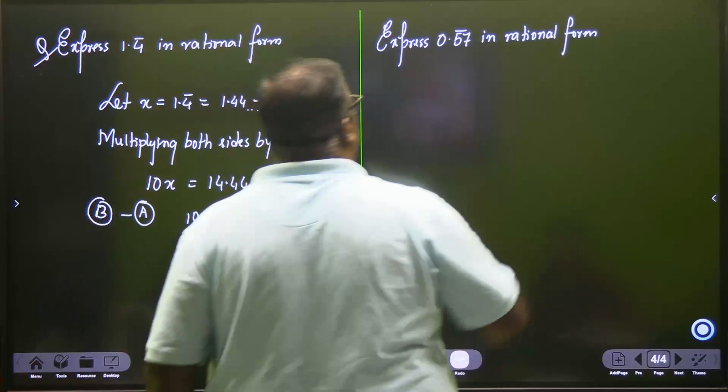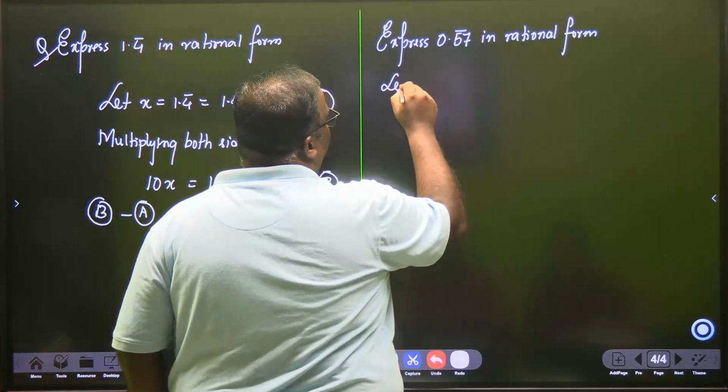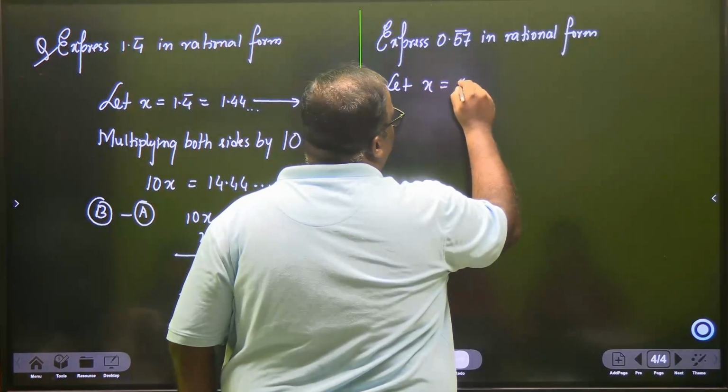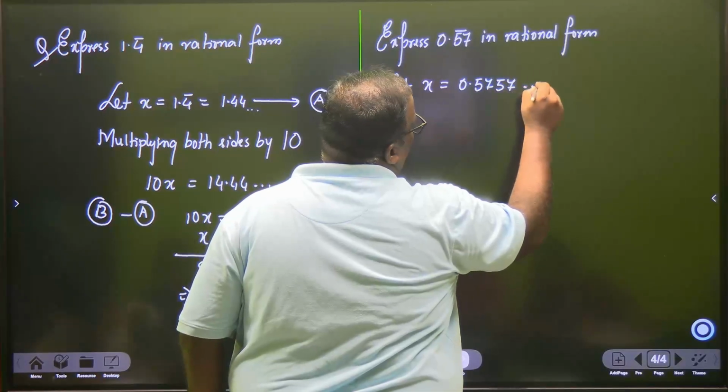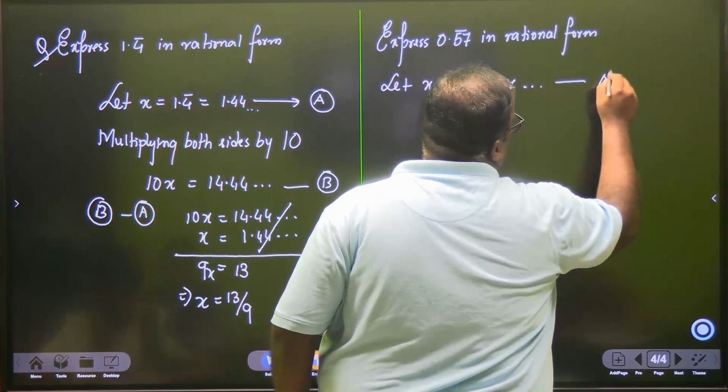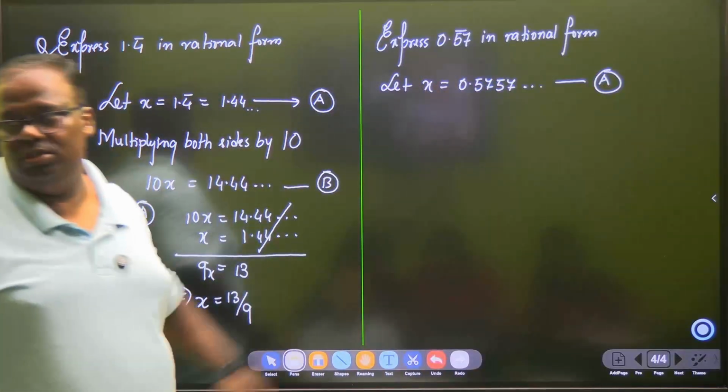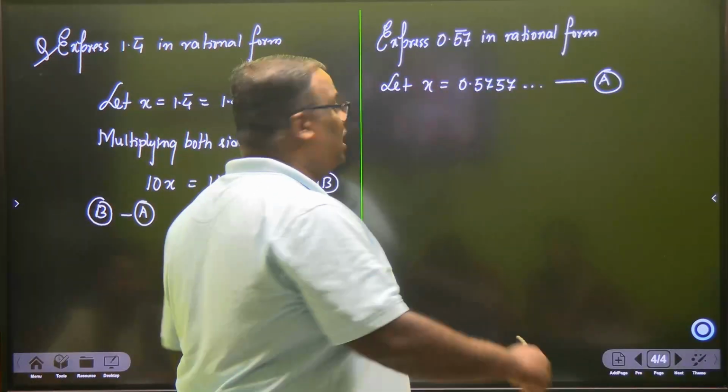See, we'll do. So we'll say let x equal to 0.5757... Step number A. Yes, Sastri, tell me, have you understood this step? Okay. After that, Mishka.